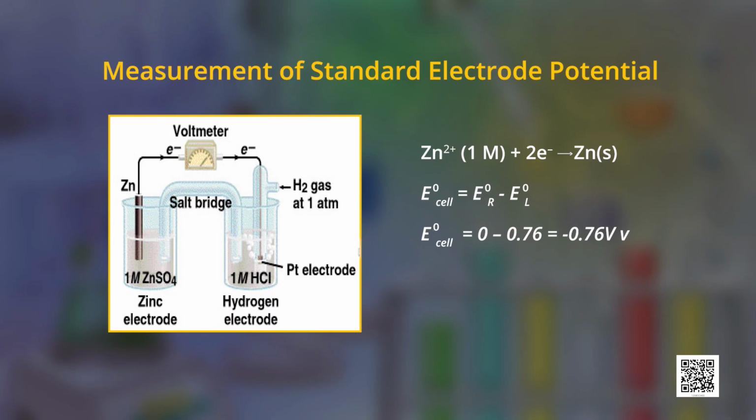Similarly, if we connect the standard hydrogen electrode to zinc electrode in the circuit, zinc gets more easily oxidized than the hydrogen molecules. In this case, zinc electrode acts as the anode and the hydrogen electrode acts as the cathode. Thus, the measured standard EMF of the cell is minus 0.76 volt, which corresponds to the standard electrode potential of the half cell when zinc ions gain 2 electrons to form zinc.